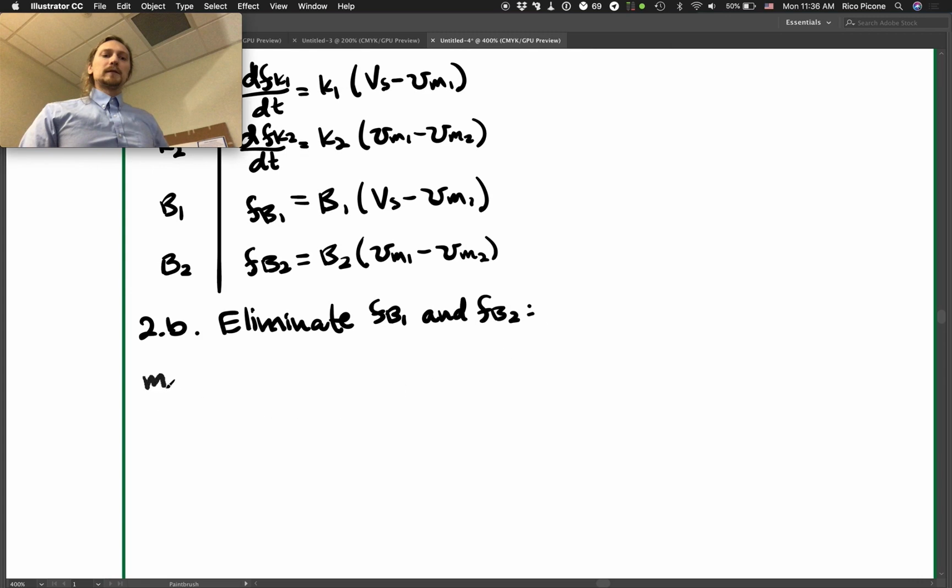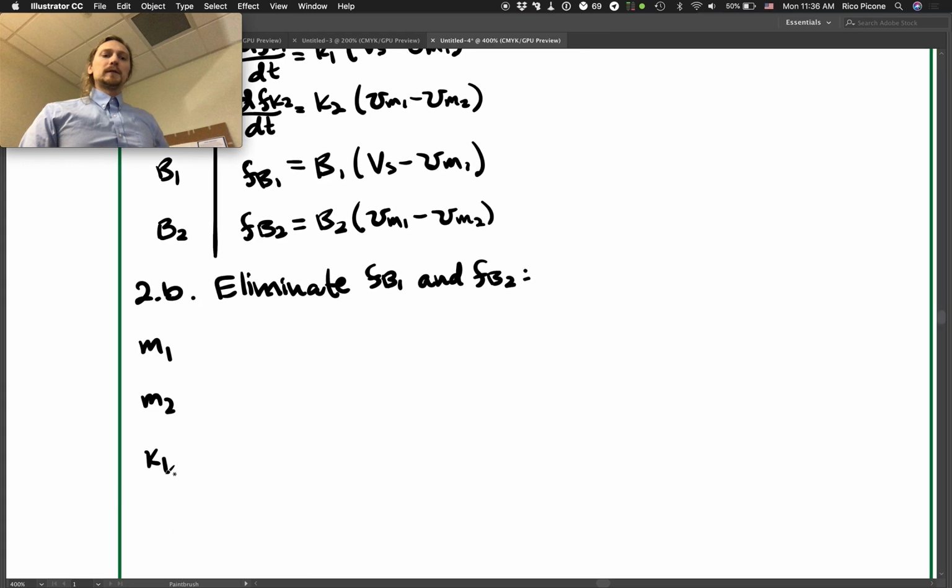We'll rewrite all of them: M1, M2, K1, and K2. So these are our 4 state equations that are left at the end of all of this substitution. Okay, there we go, straight line.